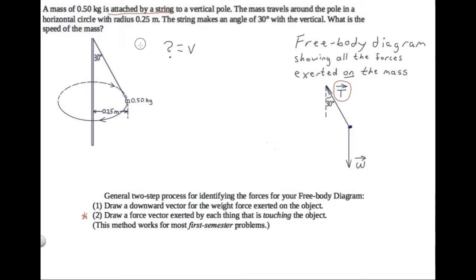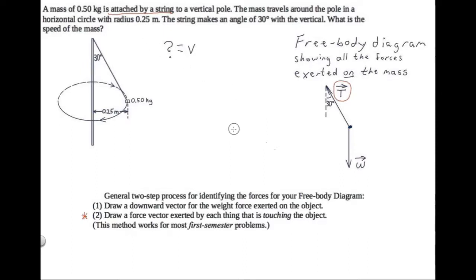A force that's exerted by a string or a rope or a cord on an object is referred to as a tension force. So here in our free body diagram, we include a vector representing the tension force exerted by the string on the mass.